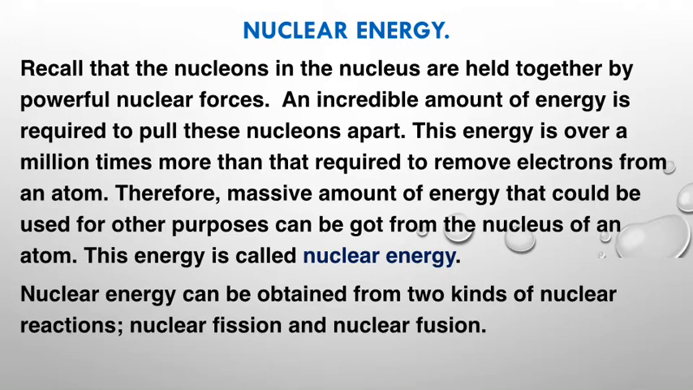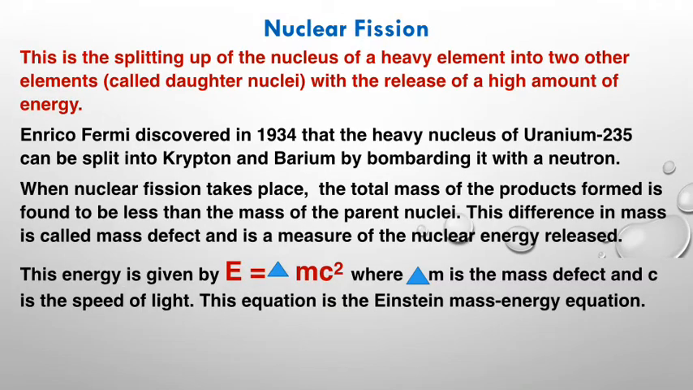And there are two types of reactions that can produce nuclear energy. We have the nuclear fission and the nuclear fusion. So let's look at them one after the other. Let's start by looking at nuclear fission. Nuclear fission is the splitting up of the nucleus of a heavy element into two other elements with the release of a high amount of energy.